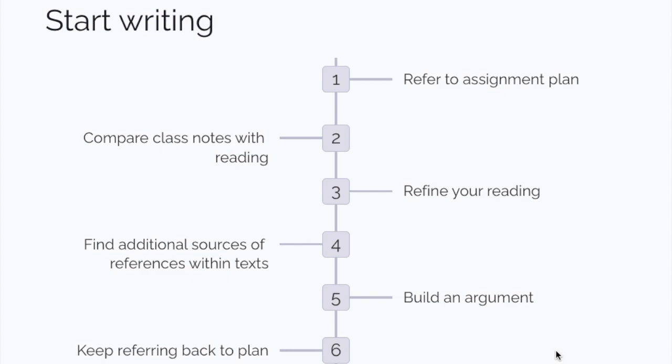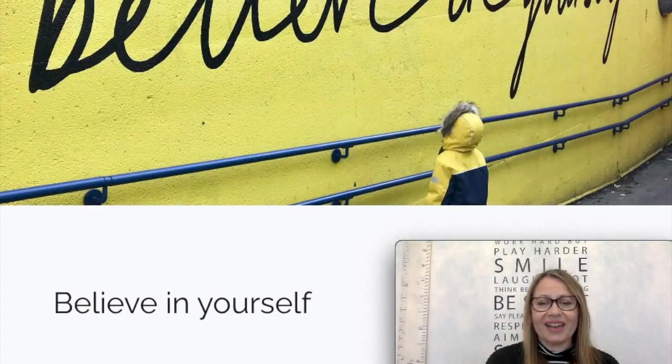I need to make sure that as I start writing, I start building that argument as well. And then, as I've mentioned, it's really important to keep referring back to your plan, but also keep refining that plan as you go along. So now it's really over to you. You've had the opportunity to look at the most appropriate ways to help plan an assignment, to really think about what the best options are for you.